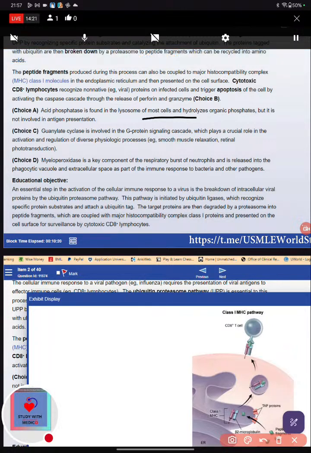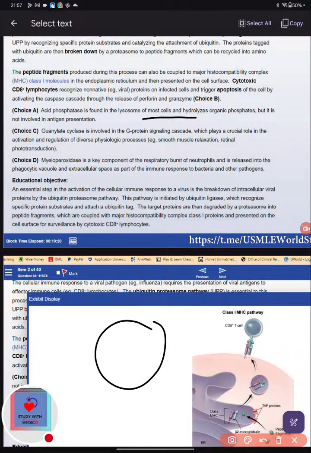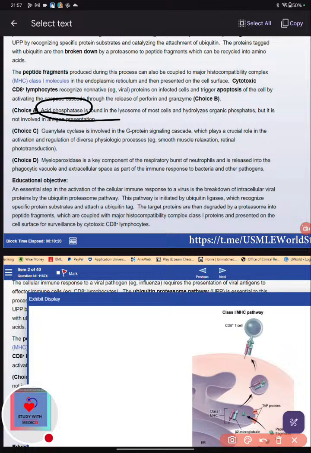Acid phosphatase is found in the lysosome of most cells and hydrolyzes organic phosphates, but it is not involved in antigen presentation. So acid phosphatases are not involved in antigen presentation, and they are present in the lysosome and hydrolyze organic phosphates.